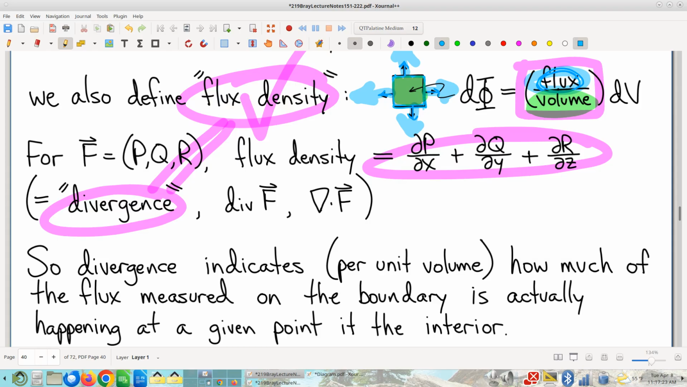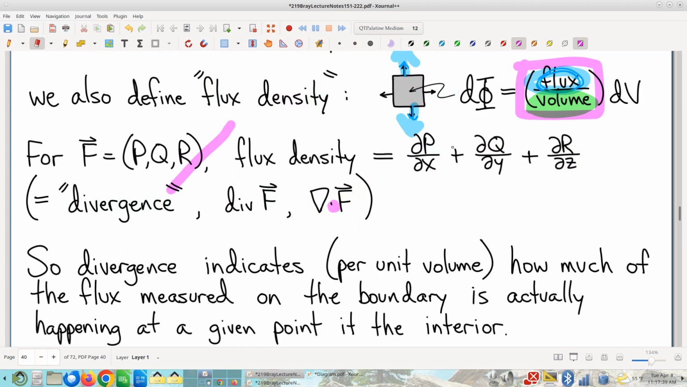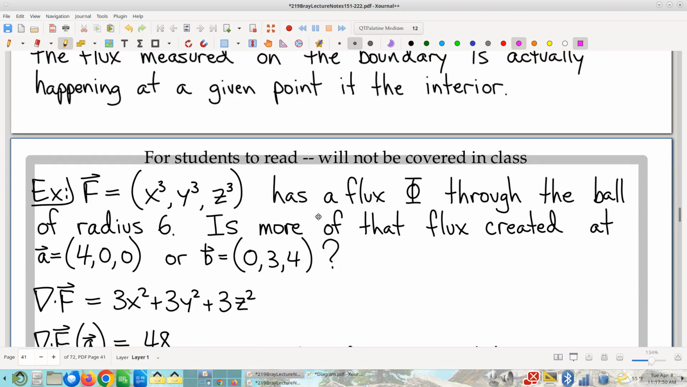By the way, a couple of other notational reminders. Divergence is sometimes written as div. Also, divergence is very often written as del dot. Very common choice of notation for divergence. Okay, so we are so close, and I've got two minutes left, so we're going to be fine here.